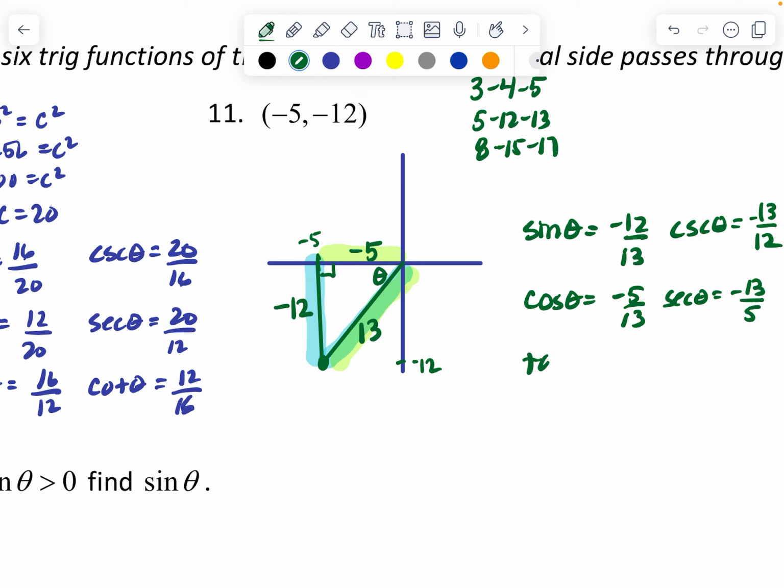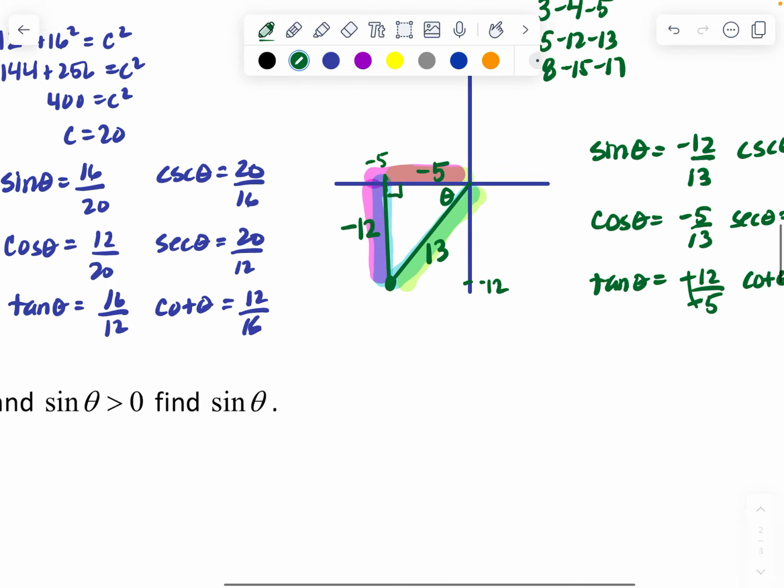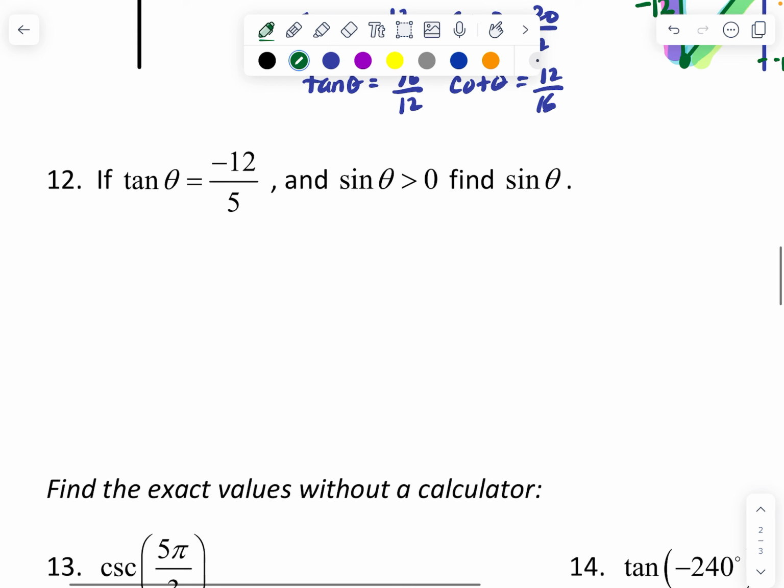And then I got tangent of theta, which is opposite over adjacent. So if I do that one maybe in pink, opposite over adjacent, I'm going to get negative 12 over negative 5, which is positive 12 over 5. So we just cancel those. And then I know cotangent is going to be the flip of that, which is 5 over 12. All right, probably the trickiest question on there, number 12.